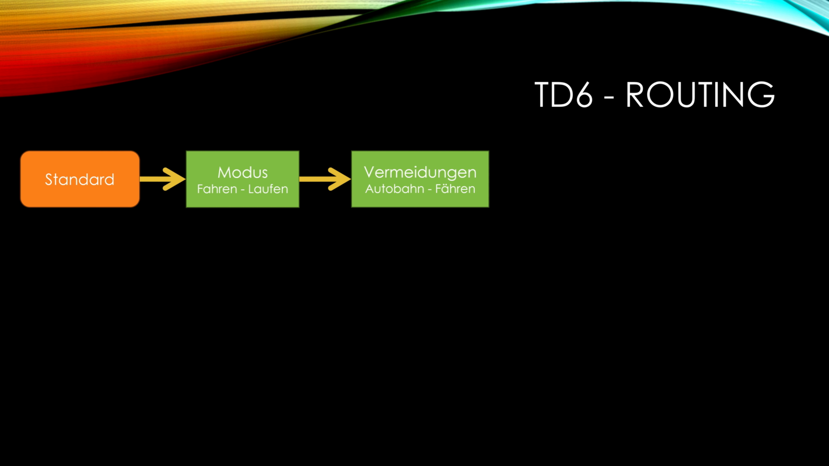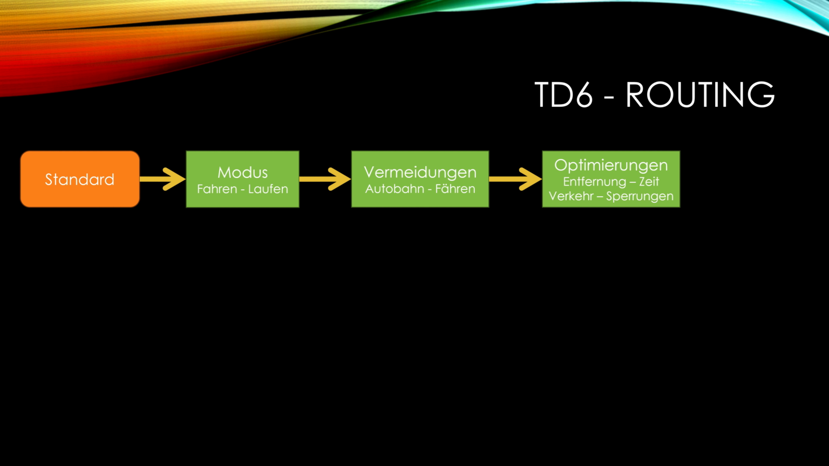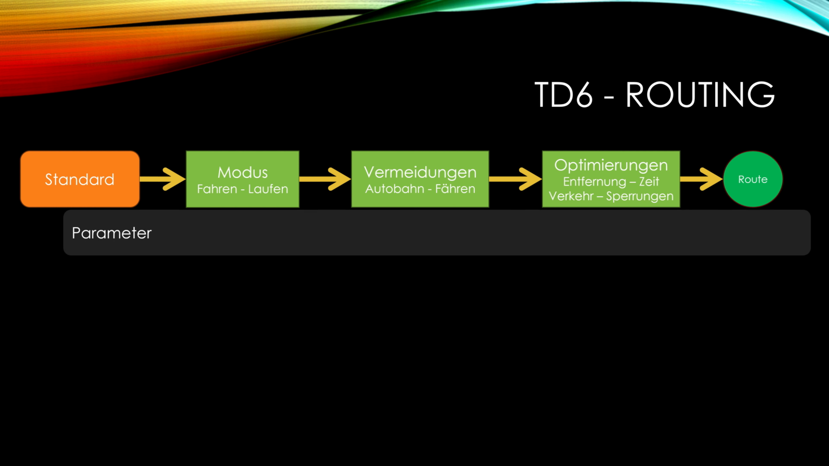All routes can be optimized according to distance and time. It is also possible to take into account closures and the current traffic situation. In total, 144 different combinations of routing parameters are possible, which potentially deliver different results.